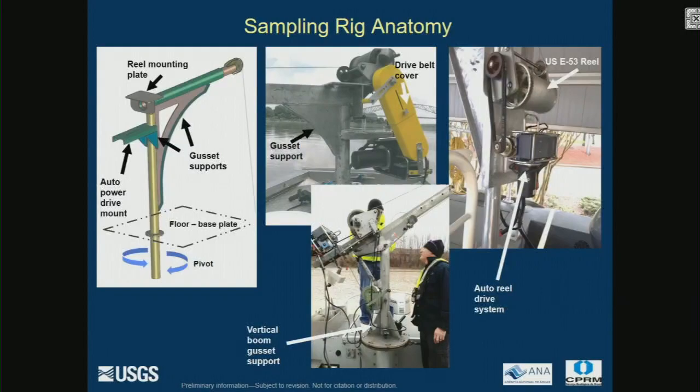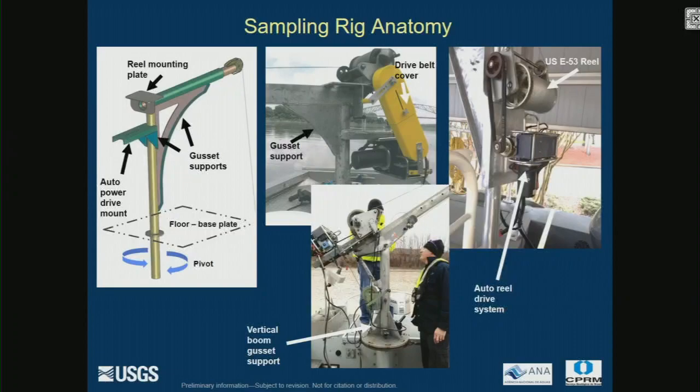So, the anatomy of a sampling rig. They are all types. It's fair to say that sampling booms or rigs are built specifically for the boat that they're used from. This is a setup in Baton Rouge on the lower Mississippi. This is a pivot point. Here's an auto reel. This is the reel. This is looking toward the rear of the boat. This is just pretty much a schematic, a CAD drawing of the same style.